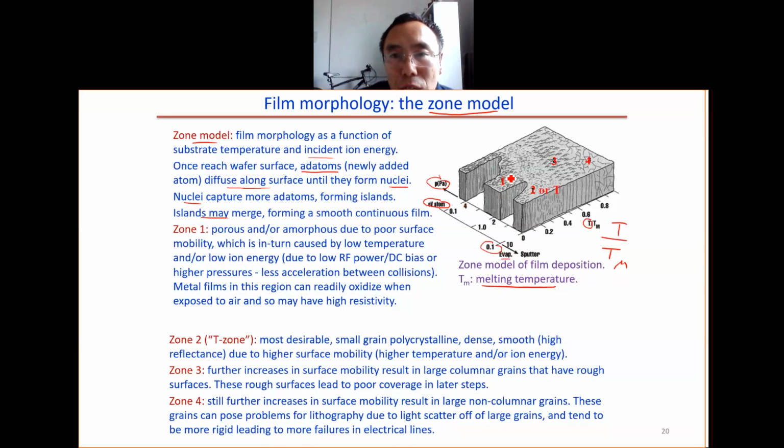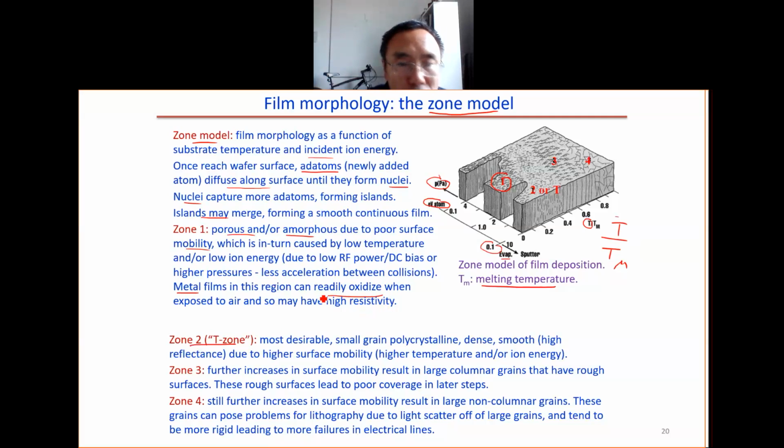So here we have zone 1. Zone 1 is low temperature and low energy. Usually zone 1 is a porous or amorphous film because of the poor surface mobility. Low temperature, low energy, there is no mobility. So this is not good. We have an amorphous film. For example, if the metal is amorphous, then it will be easily oxidized. So this is not good.